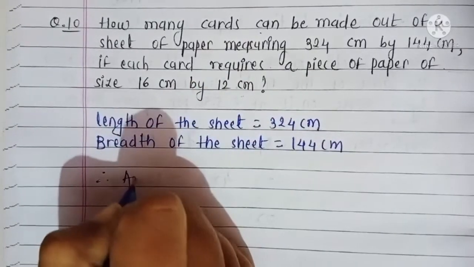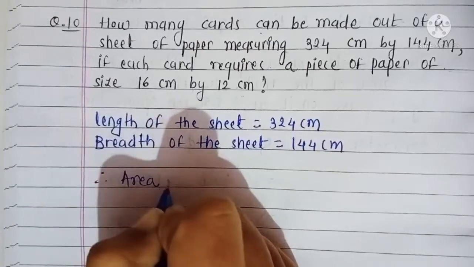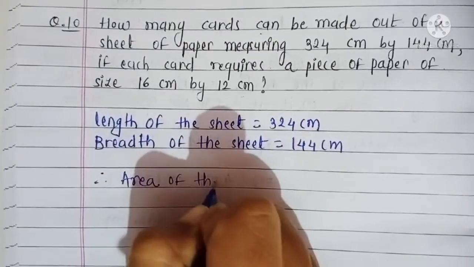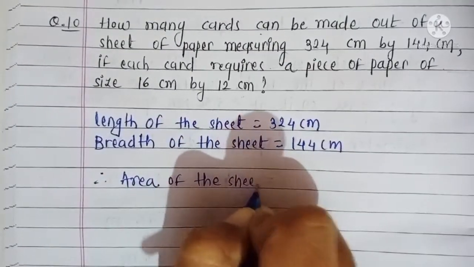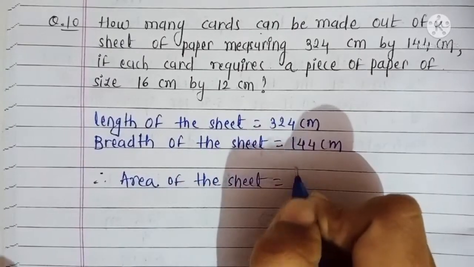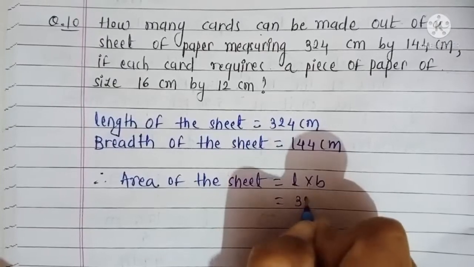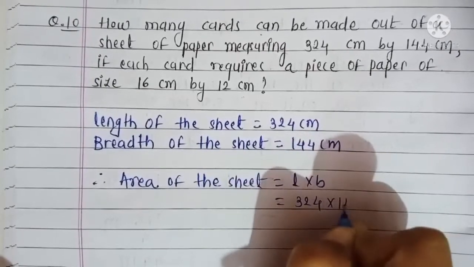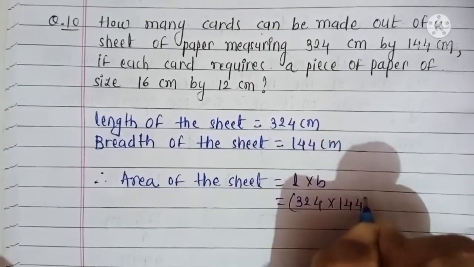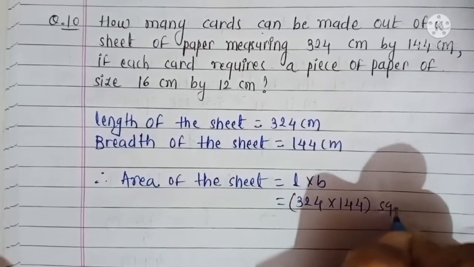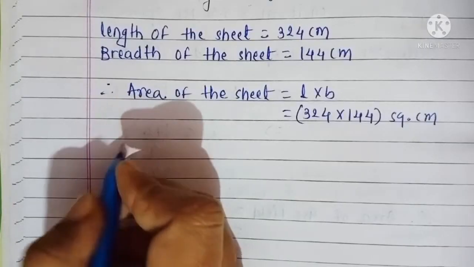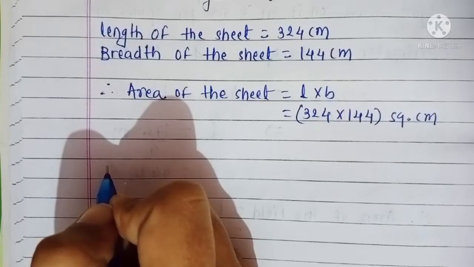Therefore, area of the sheet is equal to length multiplied by breadth. This is equal to 324 multiplied by 144 square centimeter. Now we find area of the piece required for card.